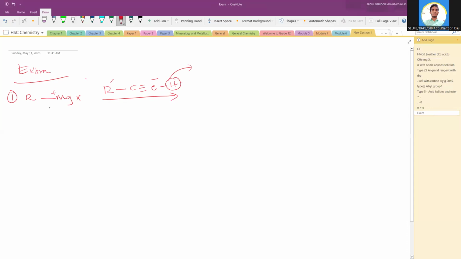So we have MgX plus here. So we will have R minus, MgX plus, right? If it is negative, delta minus, this H plus will come and join with this R. So we have RH, and R dash C triple bond C MgX. Is that clear?